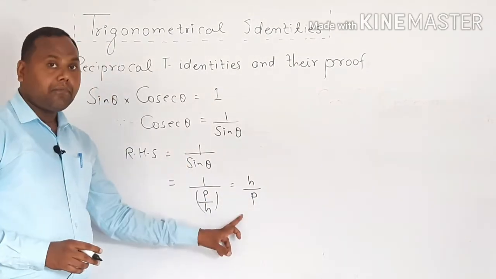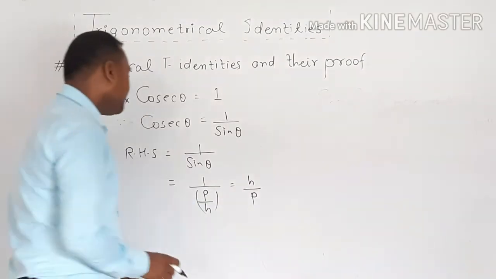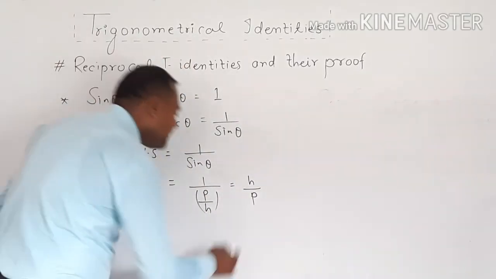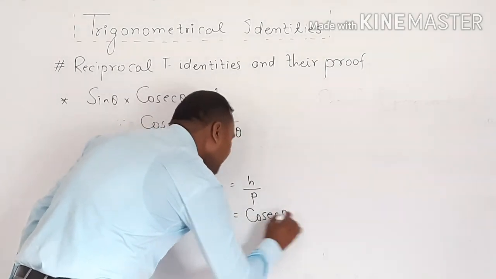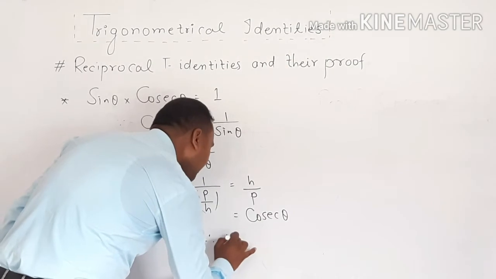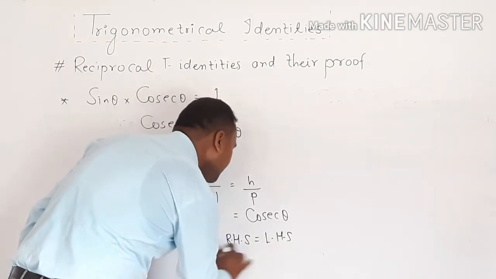And what is the value of h upon p? That means this is cosec of theta. Hence we can say that RHS equal to LHS. Proved.